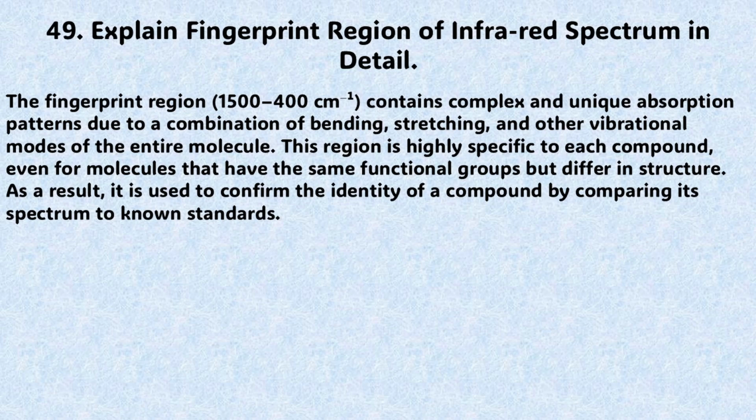The next question is question number 49. Explain the fingerprint region of the infrared spectrum in detail. The answer to this question is very simple. The fingerprint region, from 1500 cm⁻¹ to 400 cm⁻¹, contains complex and unique absorption patterns due to a combination of bending, stretching, and other vibrational modes of the entire molecule. This region is highly specific to each compound, even for molecules that have the same functional groups but differ in structure.